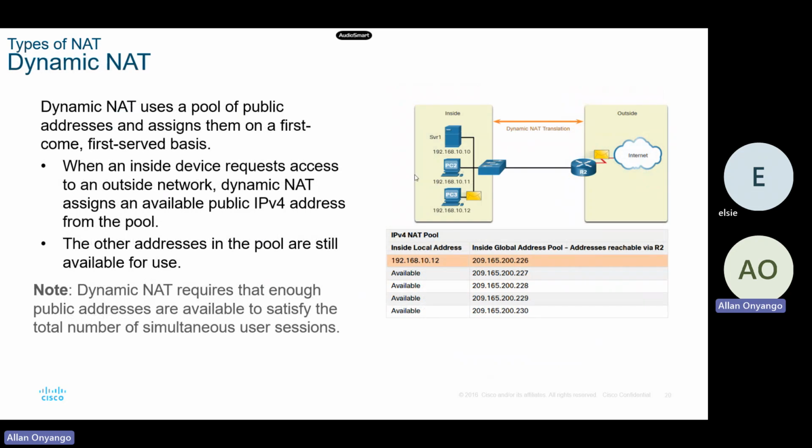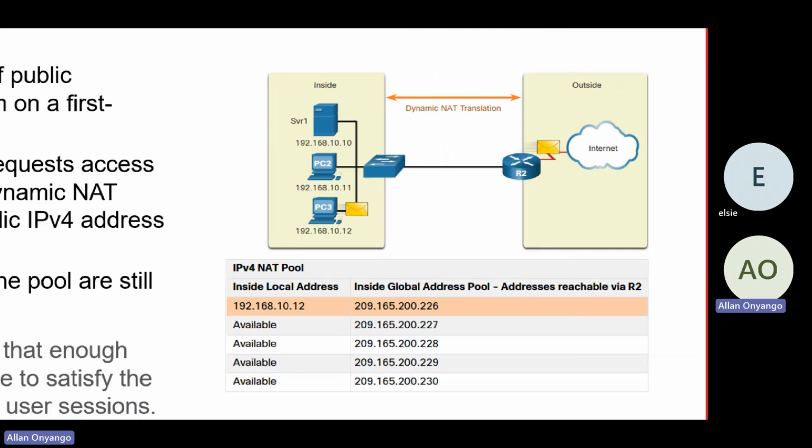Let's talk about another one called dynamic NAT. Now, in dynamic NAT, we have a pool of addresses. Okay, we have a pool of public IPs. It might not be many. Maybe we just have 5 of them. We have 5 addresses within the pool. Okay, so let's say these are our 5 public IPs: 200.226, the 227, the 228, the 229, the 230. That is our 5 public IPs. So we create a pool of 5 addresses.